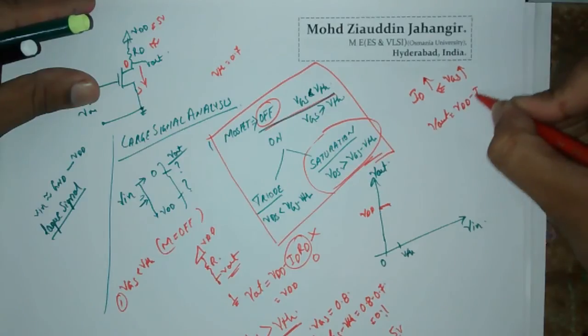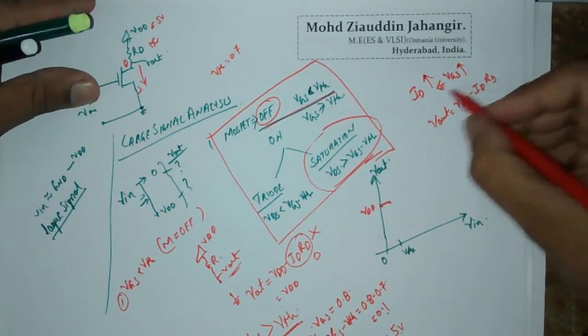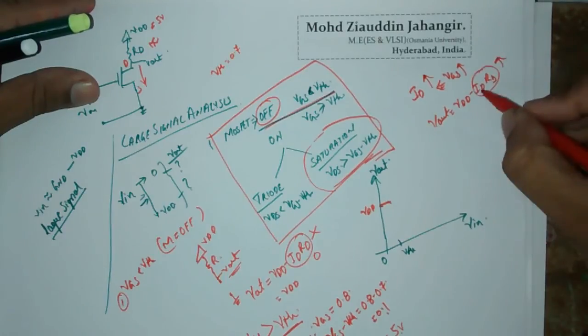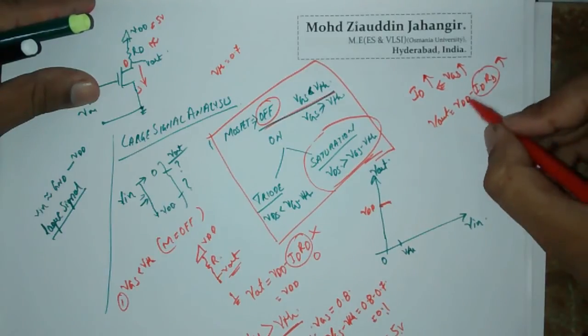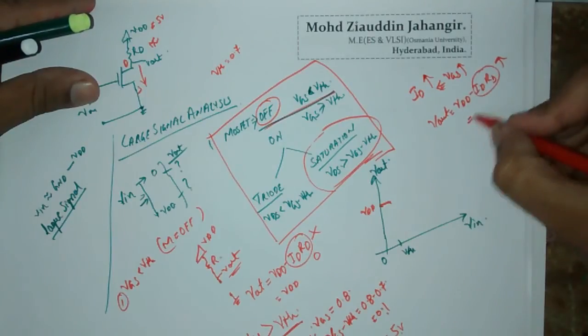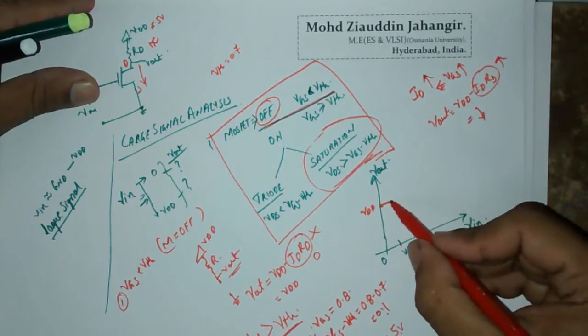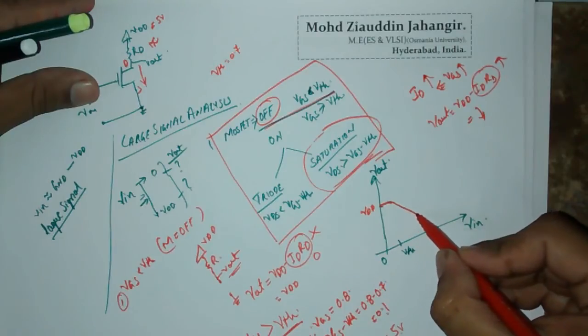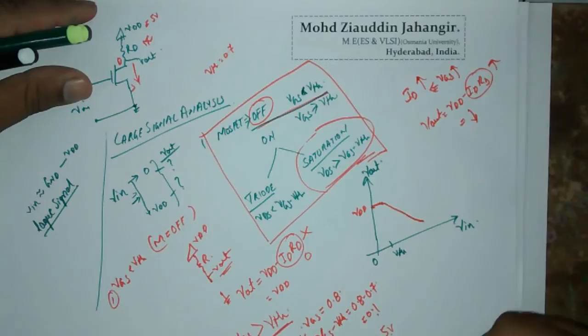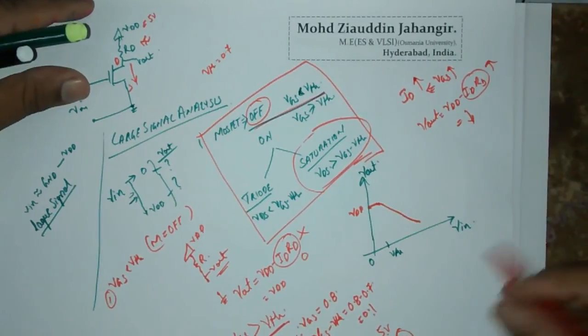Vout is VDD minus ID into RD. As ID is increasing, this term increases. When this term increases, you are subtracting this value, and the subtracted value is increasing. So therefore ultimately Vout is going to decrease. So your Vout decreases. This continues till when? This continues till the third situation occurs.